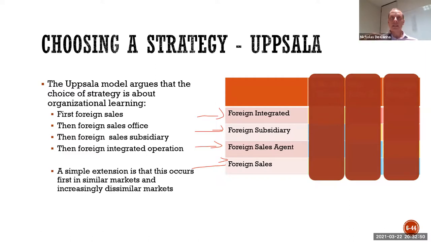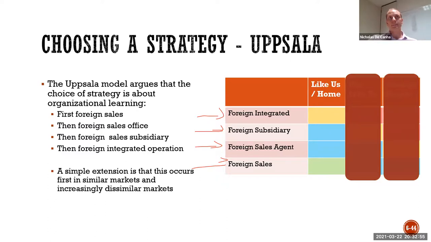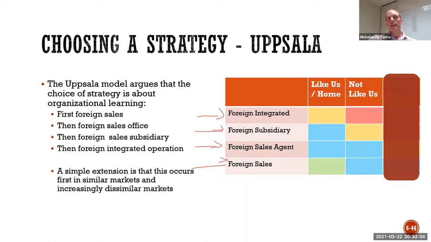Okay. A simple extension of this is obviously you start with markets that are very similar to your home market. So it's easier if you have your home market or a very similar market, and then you go to markets that are not like us. So you start with like us and then not like us. So this is easy. Blue is less easy, but you can see that it's probably easier to have a foreign subsidiary in a market that's very similar to your home market than you could take a not like us market and have a foreign sales agent.